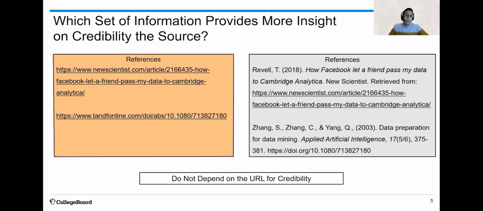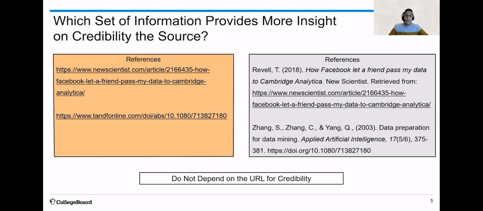So you'll notice here on the right-hand side that the sources, beyond the actual hyperlink, are giving us a little bit of insight on two things. The first thing that it's allowing us to know is what the title of the source is. So for the Revel source, How Facebook Let a Friend Pass My Data to Cambridge Analytica, we see that the source was written in 2018, so it is a recent source. We can see the publication from New Scientist, and we also have that URL there. So in case we did want to go and read it ourselves, we have that ability to do so.